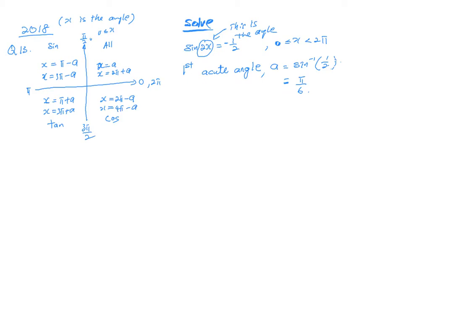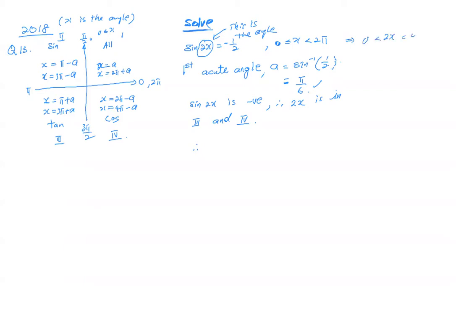Okay, so I got my acute angle already for this case. So what I need to do: sin 2x is negative. So I conclude, therefore, 2x is in the third and fourth quadrant. Look, x is between 0 and 2 pi. So from here, my 2x will be between 0 and 4 pi.